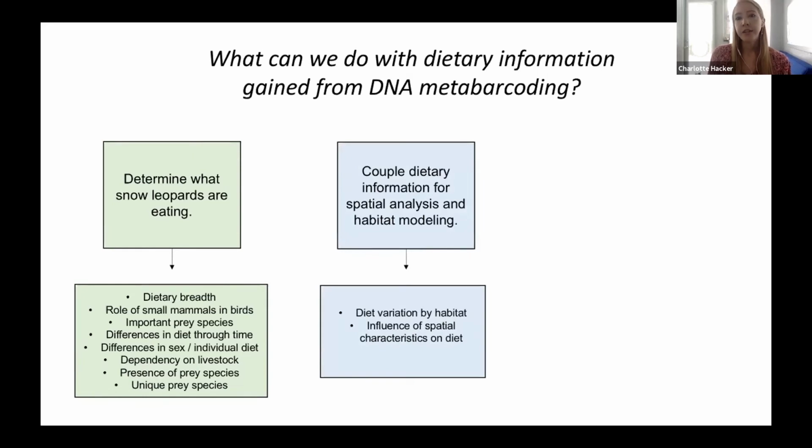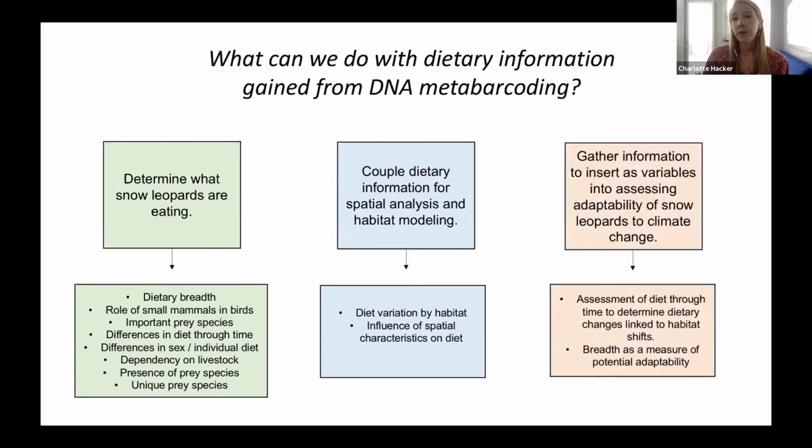And then you can actually couple dietary information with different habitat modeling and do some spatial analysis. And this can tell you variation of diet by different habitat. And you can also look at the influence of different spatial characteristics on diet, so things like anthropogenic disturbances or elevation and all sorts of other things.